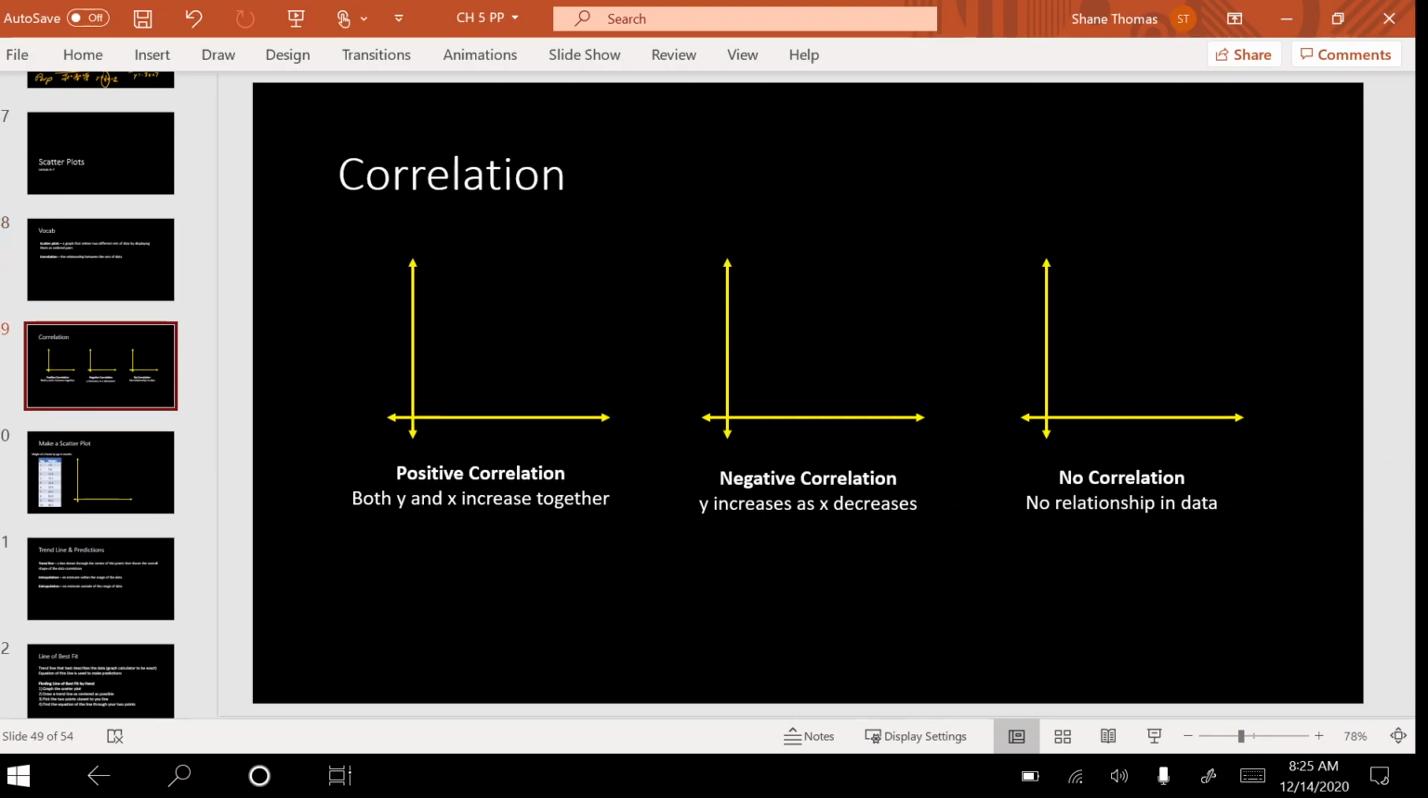So correlation, we have 3 different types. First one is positive correlation. If we have a positive correlation, both your x and y are increasing together, and it's going to look something like this.